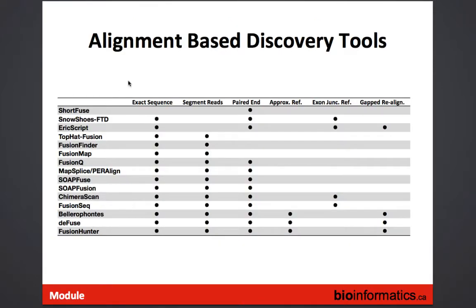So there's a lot of fusion discovery tools based on the alignment approach that have come out recently. A lot of them are quite similar, and they're named quite similarly. But basically they all do some variant of the stuff we've just covered. Most of them give you the exact sequence. A lot of them segment the reads as a way to deal with split reads. A lot of them leverage paired end information. And then a subset of them use an approximate reference or an exon junction reference to realign split reads and recover those split reads.